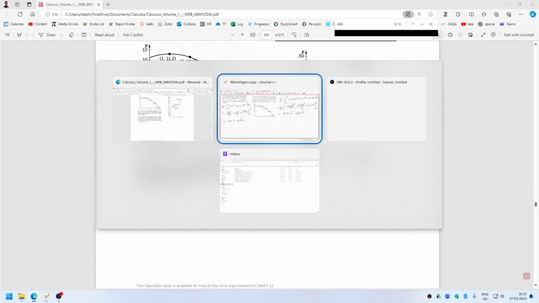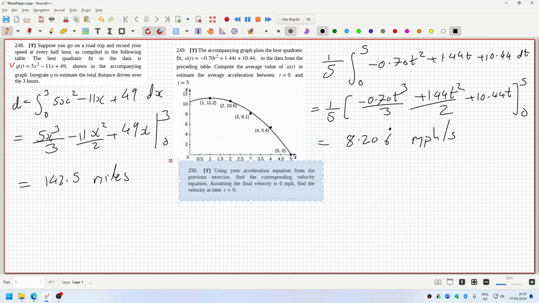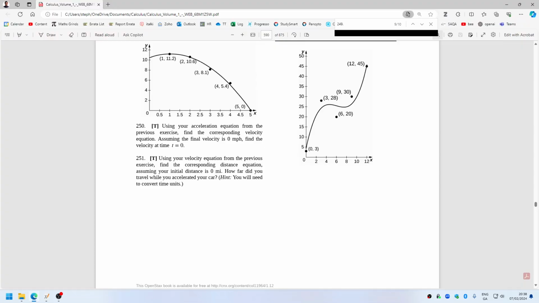Okay, 250. They just want us to calculate the velocity. So the velocity is the integration, which we've already integrated. Let me just clean it up a bit. 0.70 divided by 3. If I want to leave it as a fraction, that's minus 7/30 t cubed plus 0.72 t squared plus 10.44 t. Now we'll have to put in a constant of integration though. Do we know this initial velocity though?